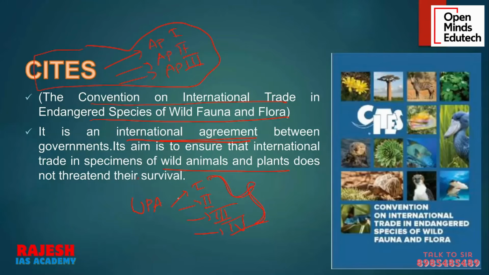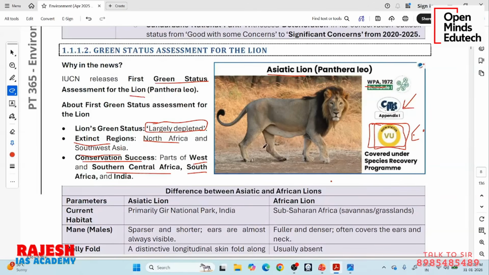As we go further into the PDF, we will explain: if something is placed in Appendix 1, it is very important. In the same way in CITES, if something is placed in Appendix 1, it is very important. Here you can see it is mentioned in Schedule 1 of the Wildlife Protection Act, also Appendix 1 of CITES.